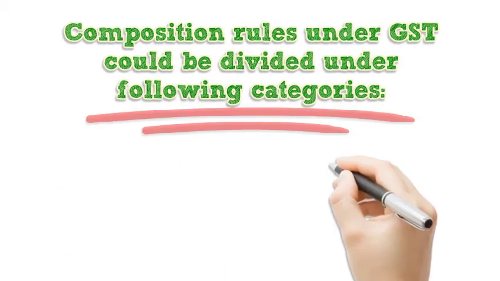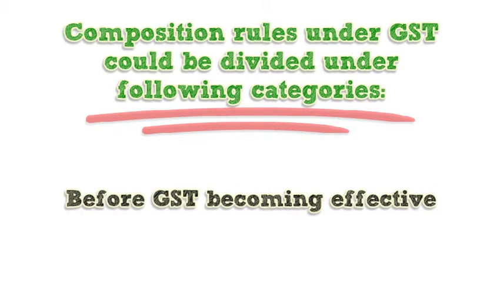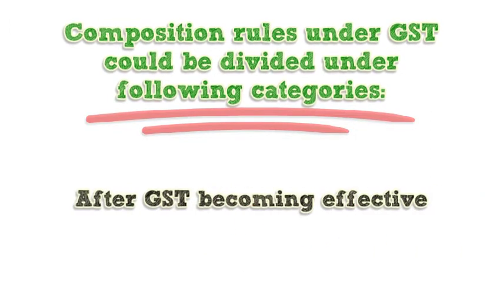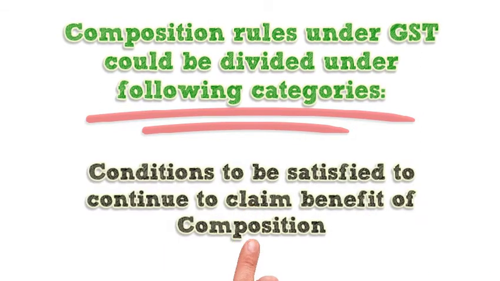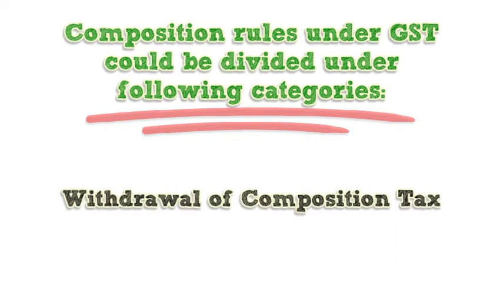Composition rules under GST could be divided under following categories. Before GST becoming effective. After GST becoming effective. Conditions to be satisfied to continue to claim benefit of composition. Withdrawal of composition tax.